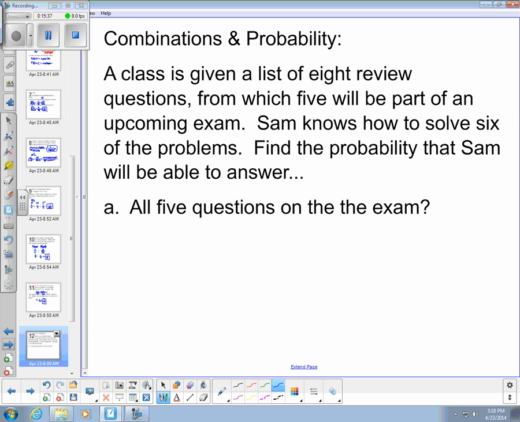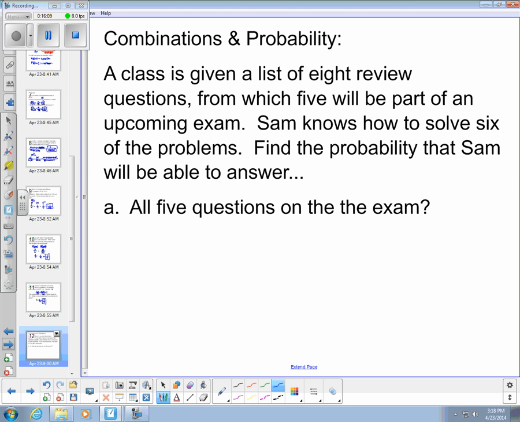Okay, now let's put together what we know about combinations and probability. A class is given a list of 8 review questions, from which 5 will be part of an upcoming exam. Sam knows how to solve 6 problems. Find the probability that Sam will be able to answer all 5 questions on the exam. So instead of studying all 8, Sam only studied 6 of them. Okay, so what are the chances that he will be able to answer all 5 questions on the exam?